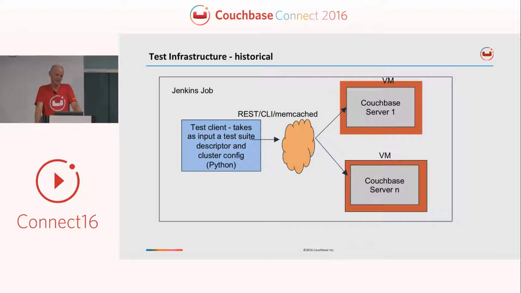This is the historical setup, dating back to earlier days at Couchbase. We used to have one Jenkins job per test suite, and it would couple the actual test suite, a configuration file of the cluster, and the VMs. These are all coupled together in one Jenkins job, which could be run for a specific Couchbase server version.